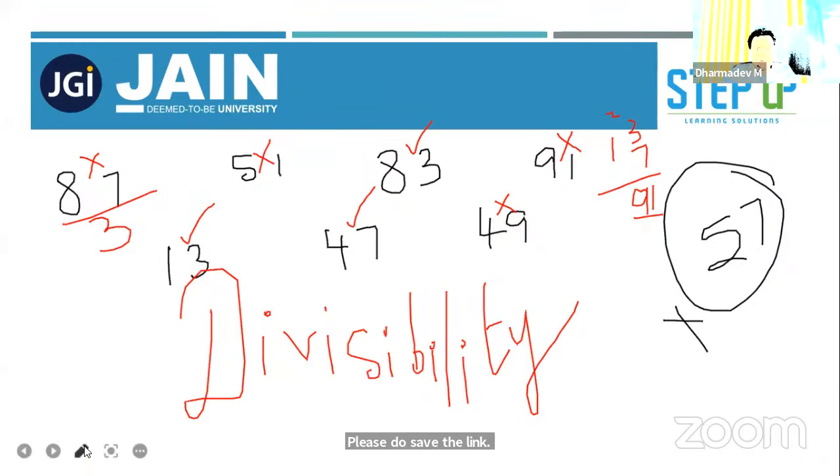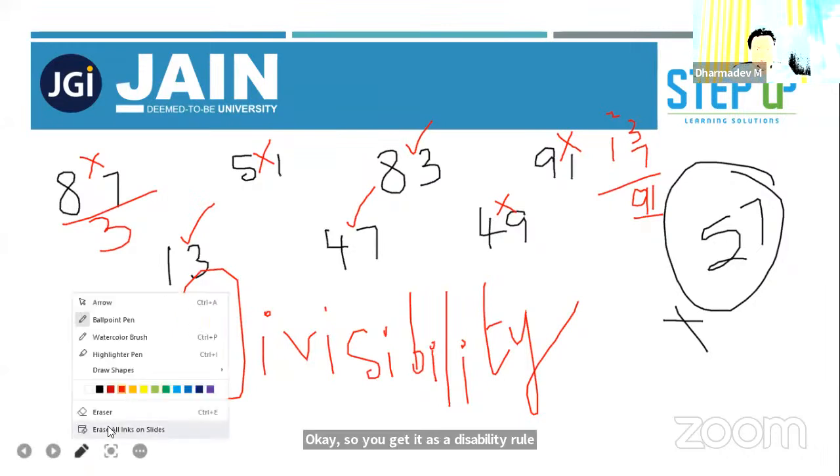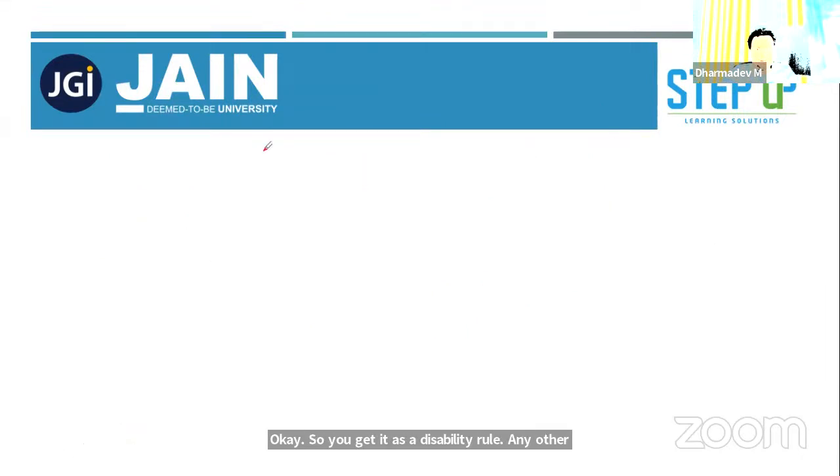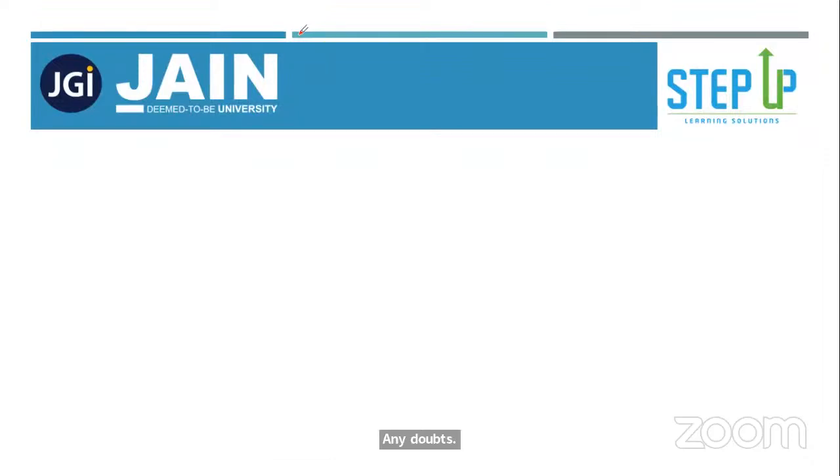Okay, shall we get into the divisibility rules? Any other doubts? Okay, the first is the divisibility rule of 2. How can I find whether a number is divisible by 2?